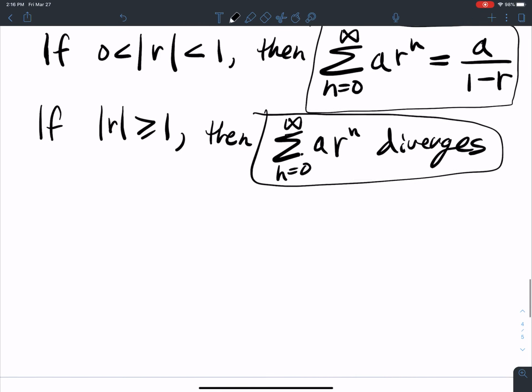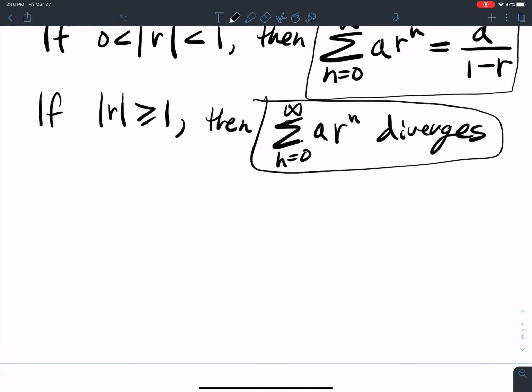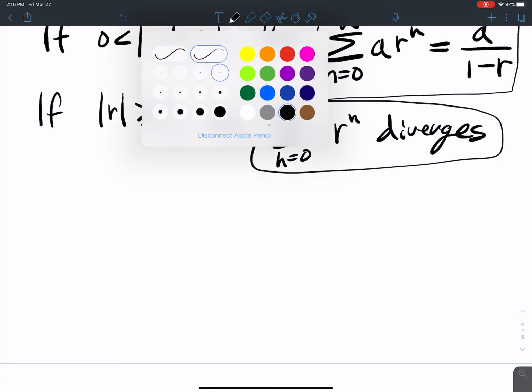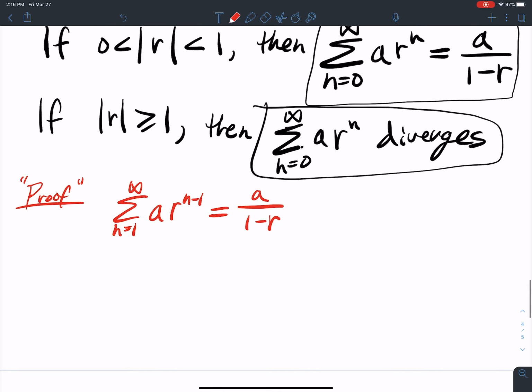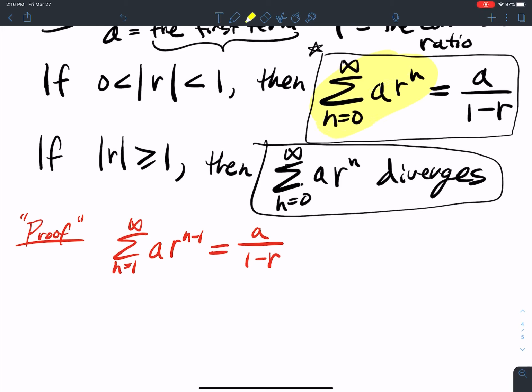Now, to show you a proof of why this works, I have the series n equal 1 to infinity of a r to the n minus 1. We said that was a over 1 minus r, right? You'll see how this is the exact same formula here. The only difference is the index starts at 1. So if I start at 1, then I have to subtract 1 to make it the same thing. Now, here's the proof.